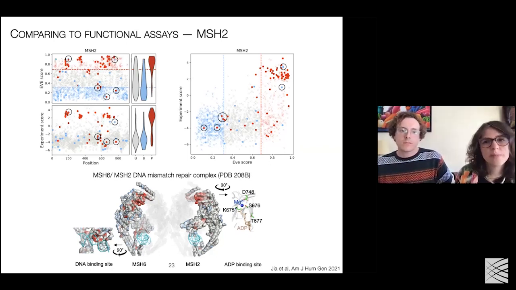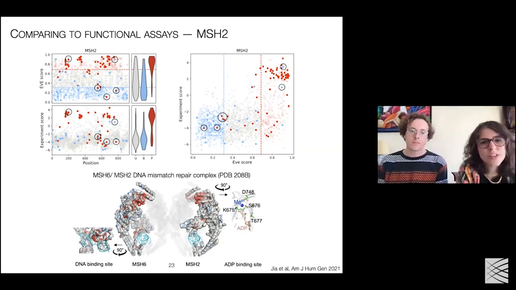So the first example is MSH2. So MSH2 is, with MSH6, forming a mismatch repair complex. It's an extremely important complex associated with lots of different cancers, in particular Lynch syndrome, and is a heavily studied gene, as you can see by the number of labels.